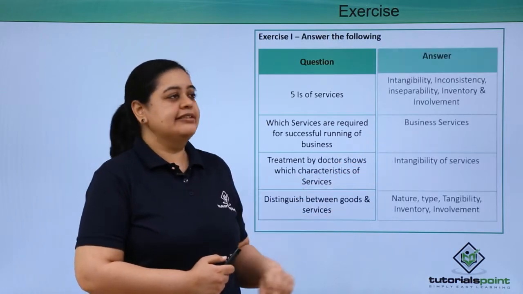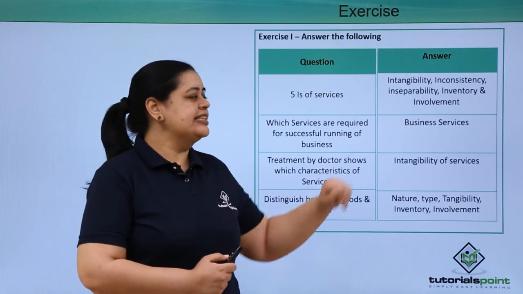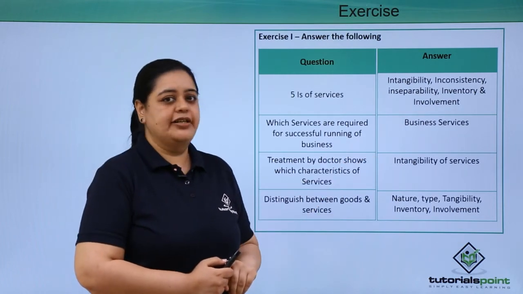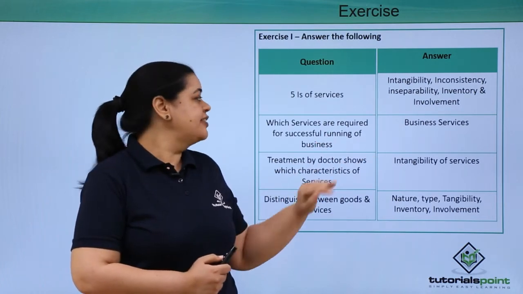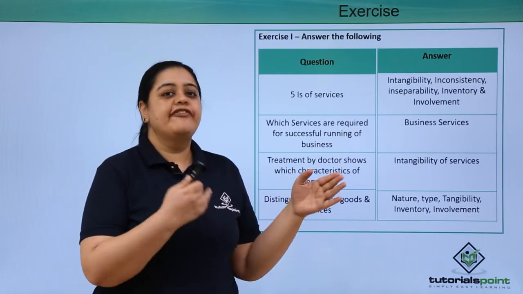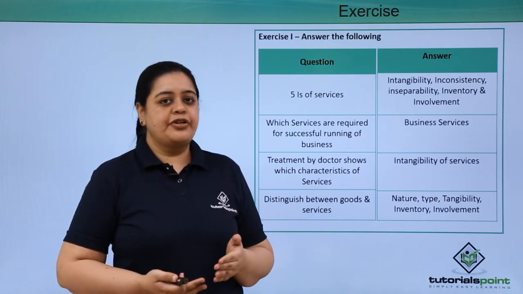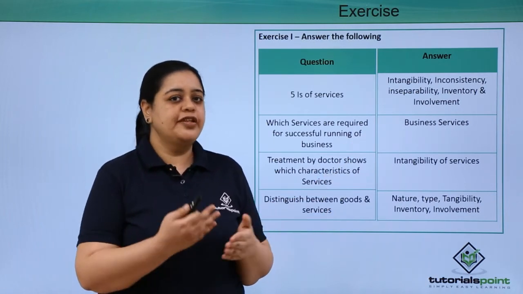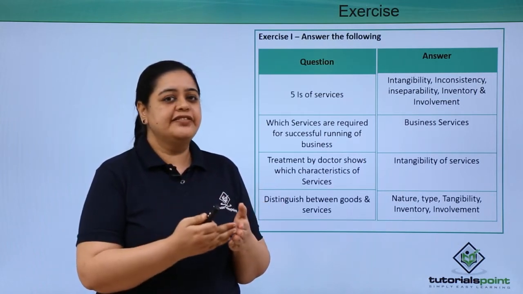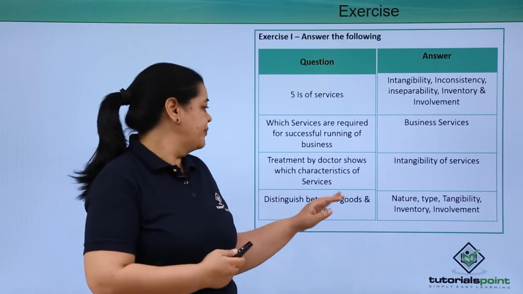As I already discussed, the 5 I's of services are intangibility, inconsistency, inseparability, inventory and involvement. The next question is which services are required for successful running of a business. We already discussed these business services. These are of utmost importance because without transport, without warehousing, without banking and without other business services, you cannot complete the business transactions successfully, right?